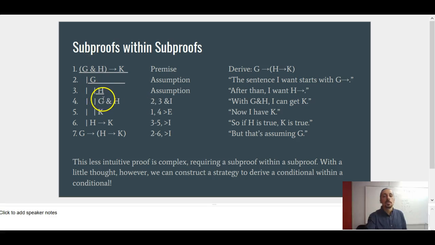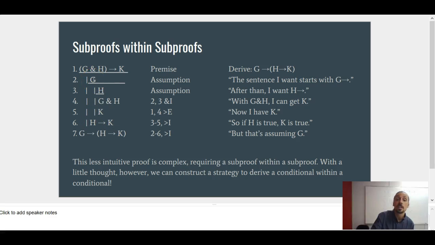So where did the conditional elimination come from? I have G and H. I got H because I assumed it, and I got G because I assumed it. All this is totally legit because it's still happening on the assumption lines. If I have G and H, I have K. So if H, then K, because now I'm discharging the assumption. It turns out if I assume H, I get K. So now I have if H, then K.